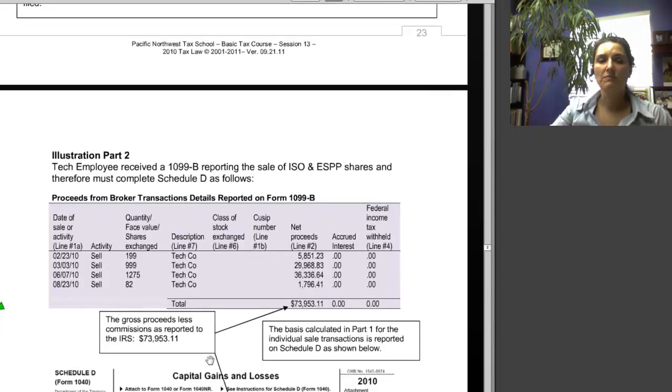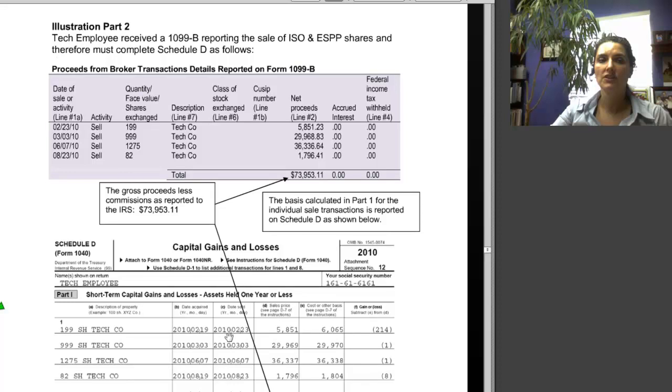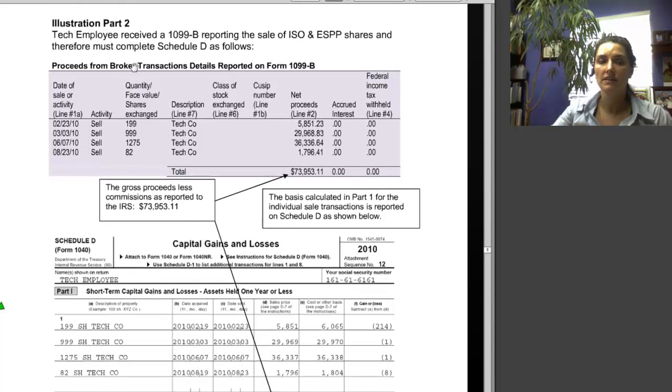Now let's continue on with Part 2 of this illustration because I've just finished telling you that a 1099-B is usually issued. Well, let's see what happens when a 1099-B is issued. So in Part 2 of our illustration, the tech employee receives a 1099-B reporting a sale of ISO and ESPP shares and therefore must complete Schedule D as follows. A 1099-B reports to the IRS how much money stock sold for. And we can see all of these shares lining up ever so nicely.